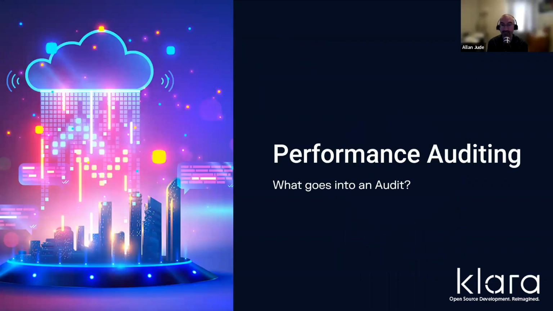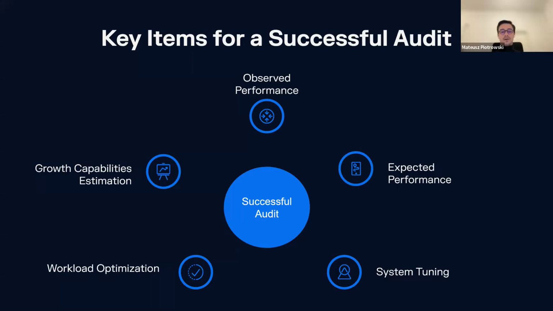Yeah, so to start, we're going to talk a little bit about what a performance audit is and what exactly goes into it. All right, thank you, Alan. So we have 5 key items that we need for a successful audit to happen. So the first one is the observed performance. This is the current performance of your application, of your system. This is something that's happening at the very moment in your setup. Then we also want to identify the expected performance, so what the system is capable of.